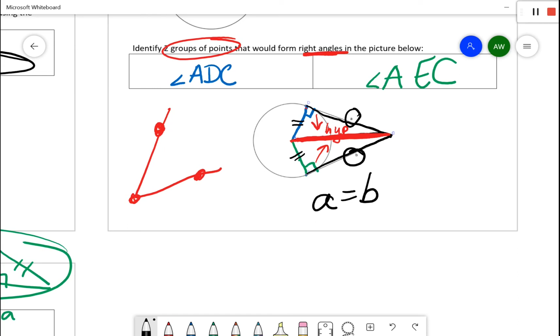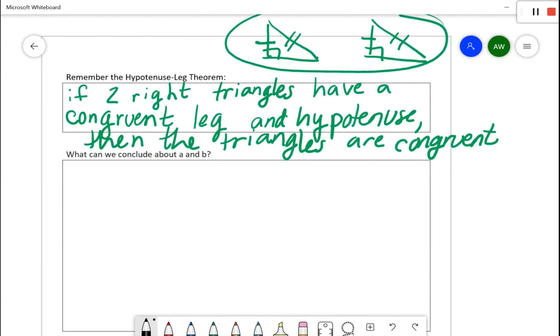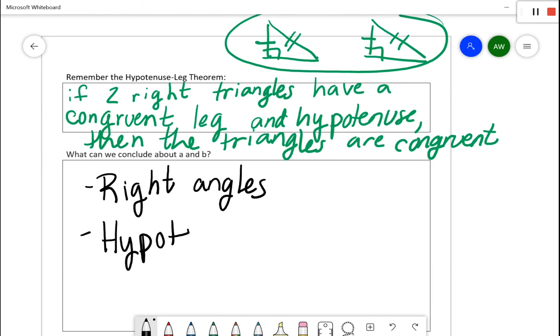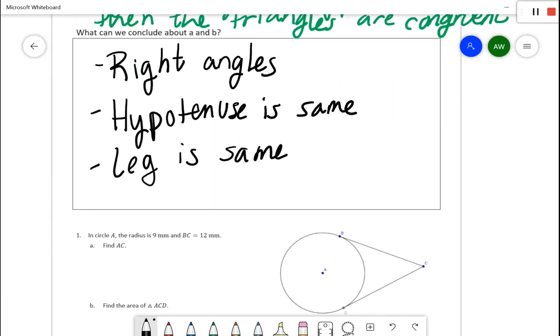Now we just did a lot of talking, a lot of thinking. Why don't we write this all down? So I'm going to do a very informal proof. And the way I'm going to do that is I'm just going to outline what we need for the hypotenuse-leg theorem, right? First, we need to say, well, I have right angles. Then we need to say the hypotenuse is the same. Then I need to say the leg is the same. If I have these three things, then I know that the triangles are congruent.